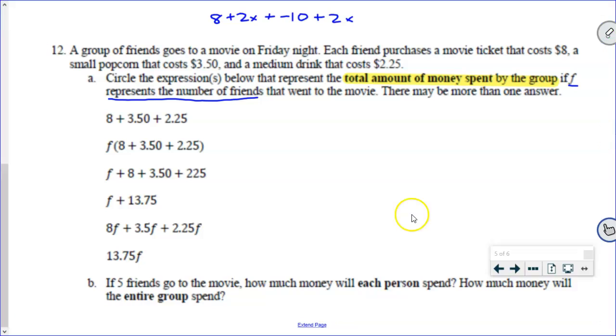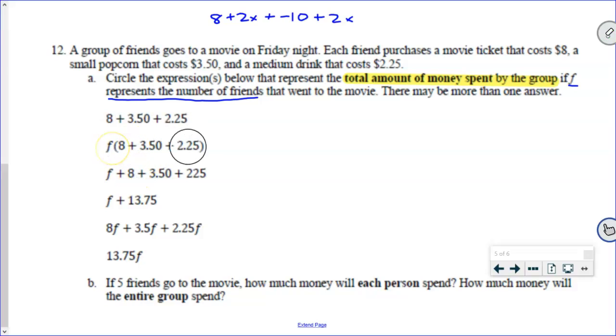You guys did good work here. Is this one going to work? Why? What does this one tell us? Thank you for raising your hand, Sam. Yes, this is how much one person will spend. $8 for the movie, $3.50 for the popcorn, $2.25 for the drink. So this is how much one person will spend.